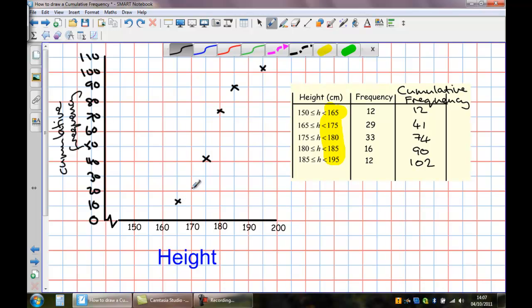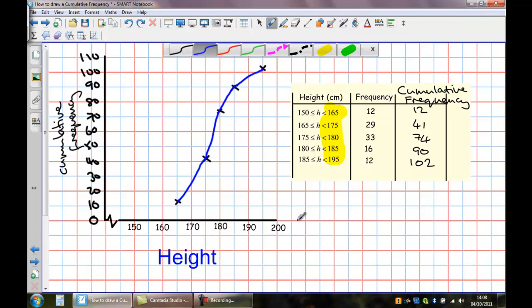You have to now join these up with a smooth curve, which is going to take a bit of practice. It has to be a curve and not lines unless it asks you for a cumulative frequency polygon, in which case you draw straight lines. But for a cumulative frequency curve, you just need to try and do a curve. I'll give it a go. Okay, that's pretty good. It's a bit wibbly there, but that will do for this one.